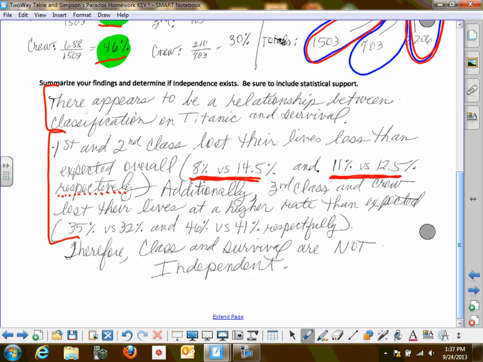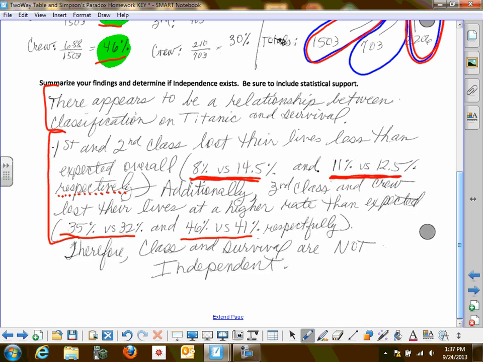Is that required? No. All you had to do is just give one of those. Additionally, I said third class and crew lost their lives at a higher rate than expected. And then I gave the 2 data. This is the third class data, and this is the crew data.